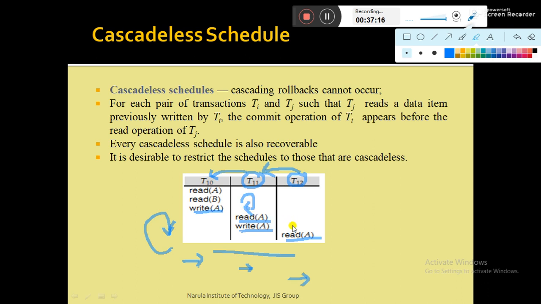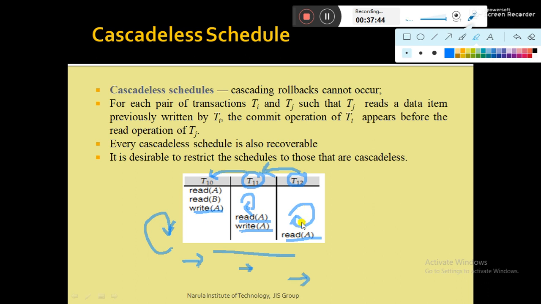Now as T12 is dependent on T11, we have to roll back T12 also. Again I am repeating, suppose before committing, T10 failed to execute. So what happened? We have to roll back T10. Now as T11 is dependent on T10, we have to roll back T11 also. As T12 is dependent on T11, we also need to roll back T12.